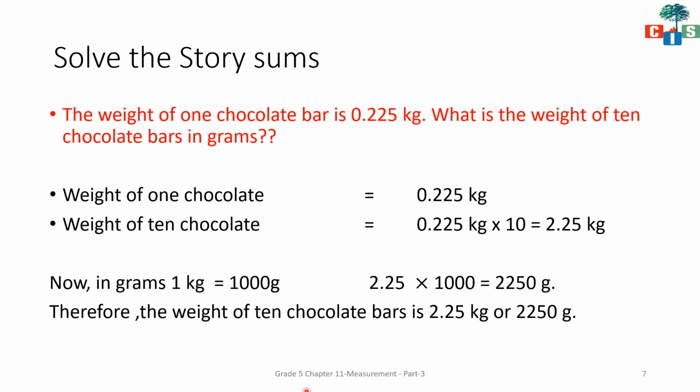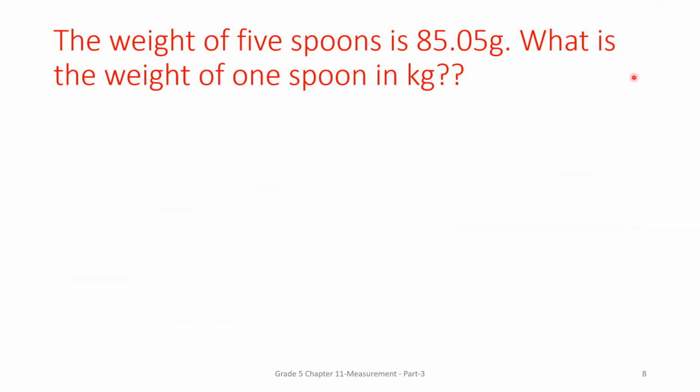Okay, so scholars, now we will solve sum number C. B number sum, you have to do it by yourself. Okay, now let's see sum number C, and the statement we have: the weight of 5 spoons is 85.05 grams. What is the weight of 1 spoon in kg?